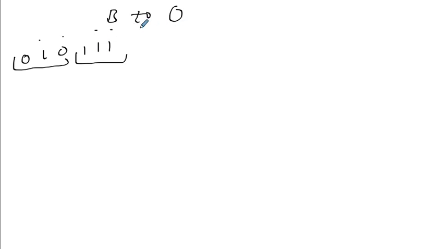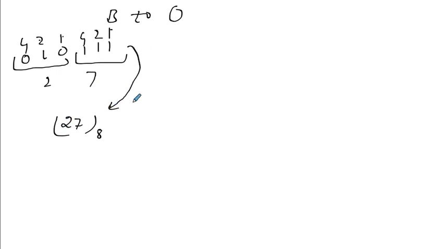Similarly, write the weights: 1, 2, 4. Don't write 8 here, because this group is separate and this group is separate. So again I write 1, 2, 4. What do we have to add? Wherever the ones are present, we add those weights. Here the one is present below 2, that is 2. Here ones are present in all 3 digits, so 4 plus 2 is 6, plus 1 is 7. This is 27. 27 is the equivalent octal number for this binary number. I hope it is clear to you how to convert binary to octal.